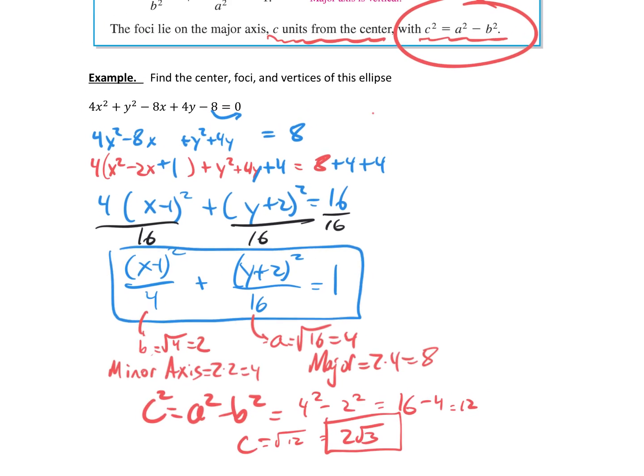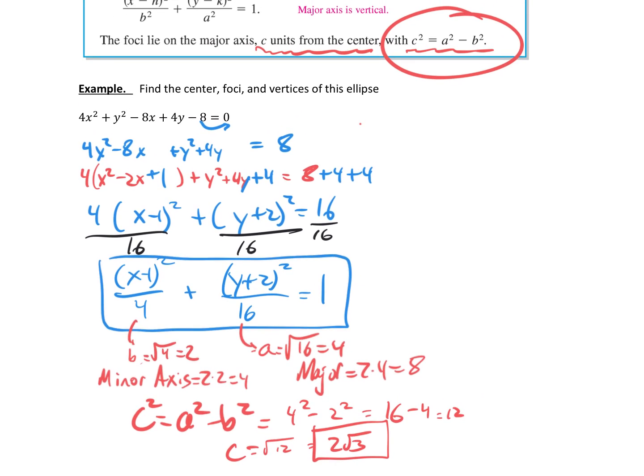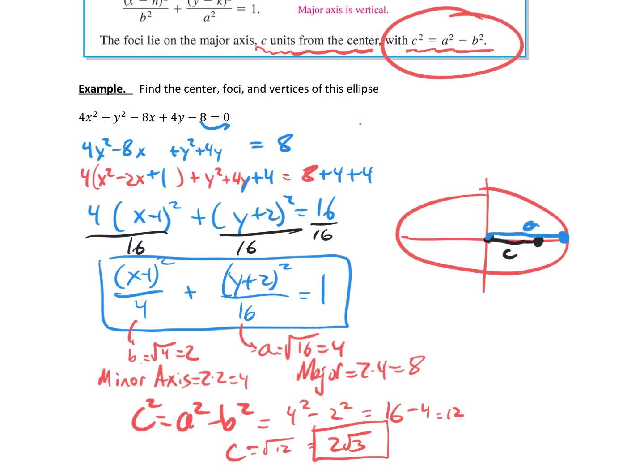All right. So again, c is that distance from the center to the foci, and a is that longest distance that goes all the way out to the major axis. Okay? And it turns out that a is also that hypotenuse, but that's not where it comes from. It comes from the major axis, or the semi-major axis.